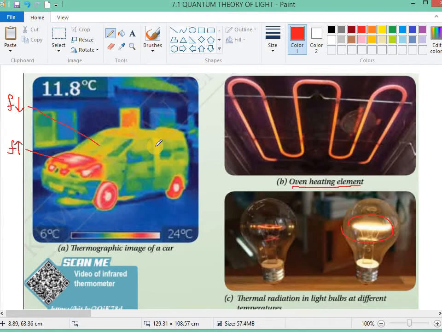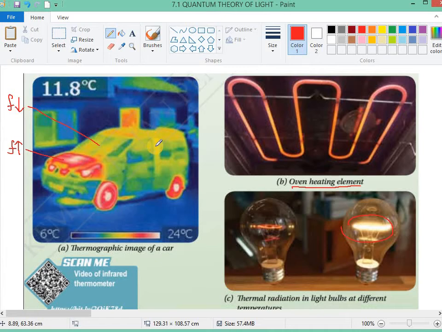So since the car can reflect a lot of light, you cannot say that the car is a black body. It's not a black body. If it's a black body, then no light should be reflected from its surface. All of the light, all of the electromagnetic radiation, should be absorbed. You see or not?